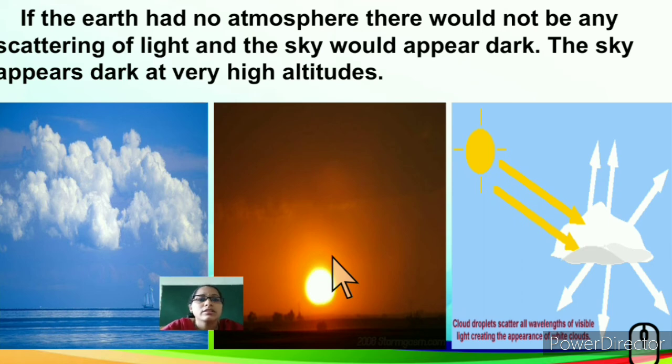So what if Earth had no atmosphere? There would be no scattering of light, and the sky would always be dark in color. The sky appears dark at very high altitudes because there is no refraction of light. You can see that cloud droplets scatter at wavelengths of visible light, creating the appearance of cloud.